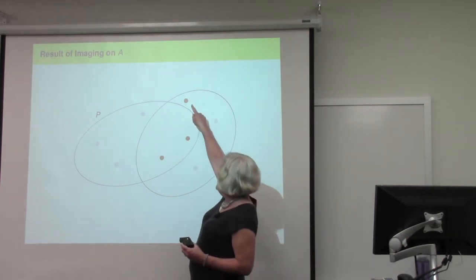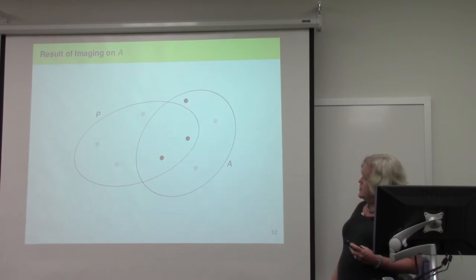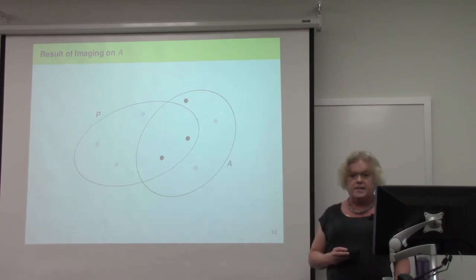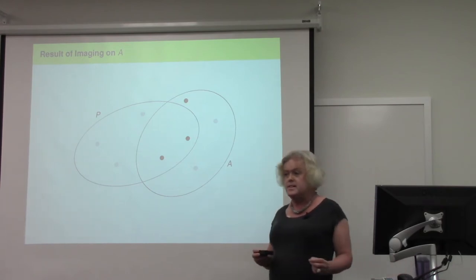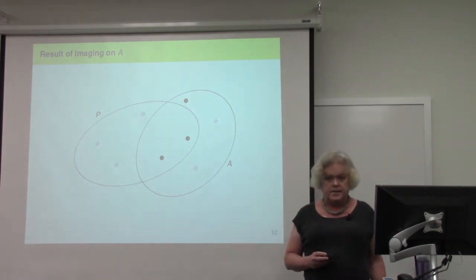The probability after we've imaged on A lies on the three worlds that are black on the diagram there. And as you can see, this is something you couldn't have gotten by conditionalization, because conditionalization is never going to raise the probability of a world from zero to something that's greater than zero.